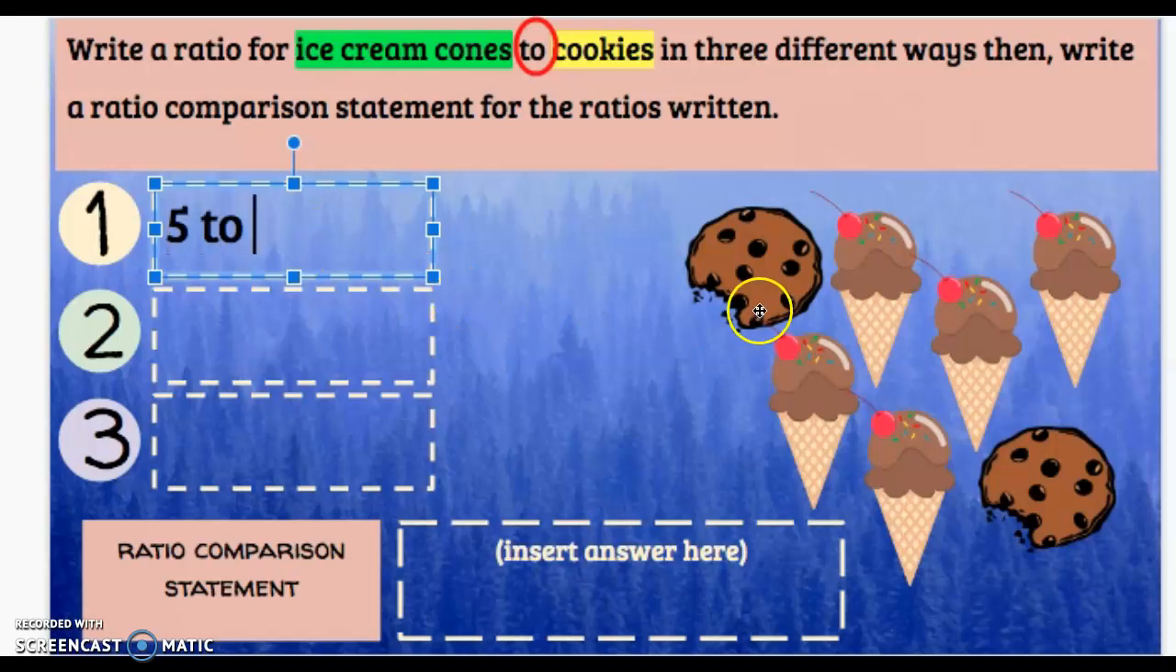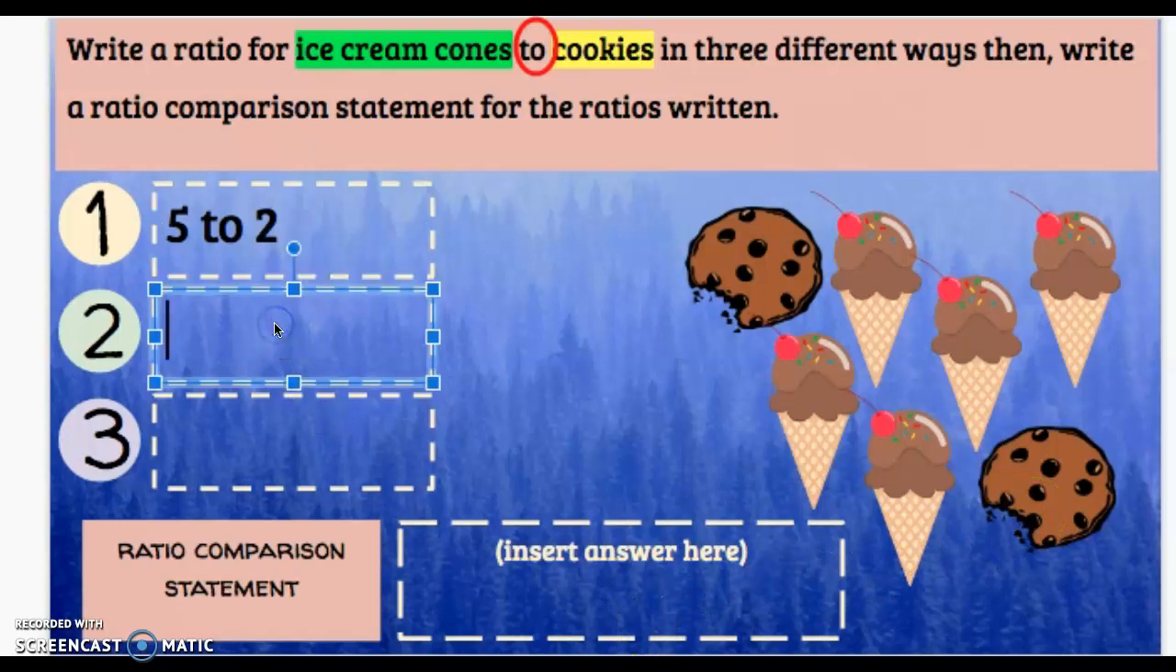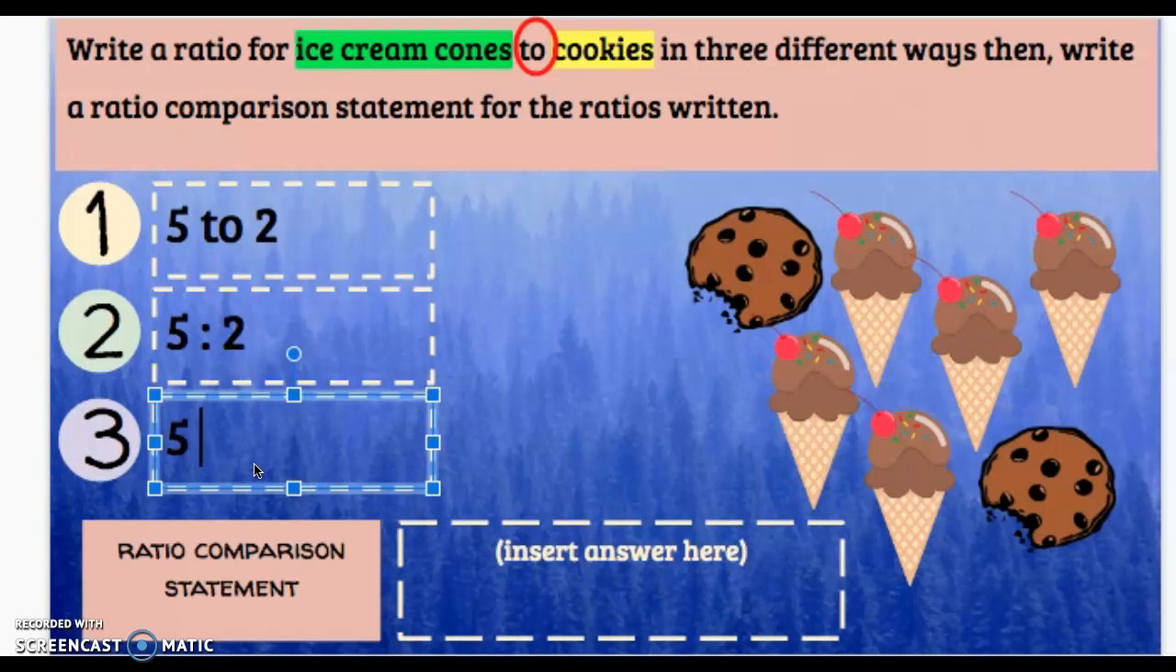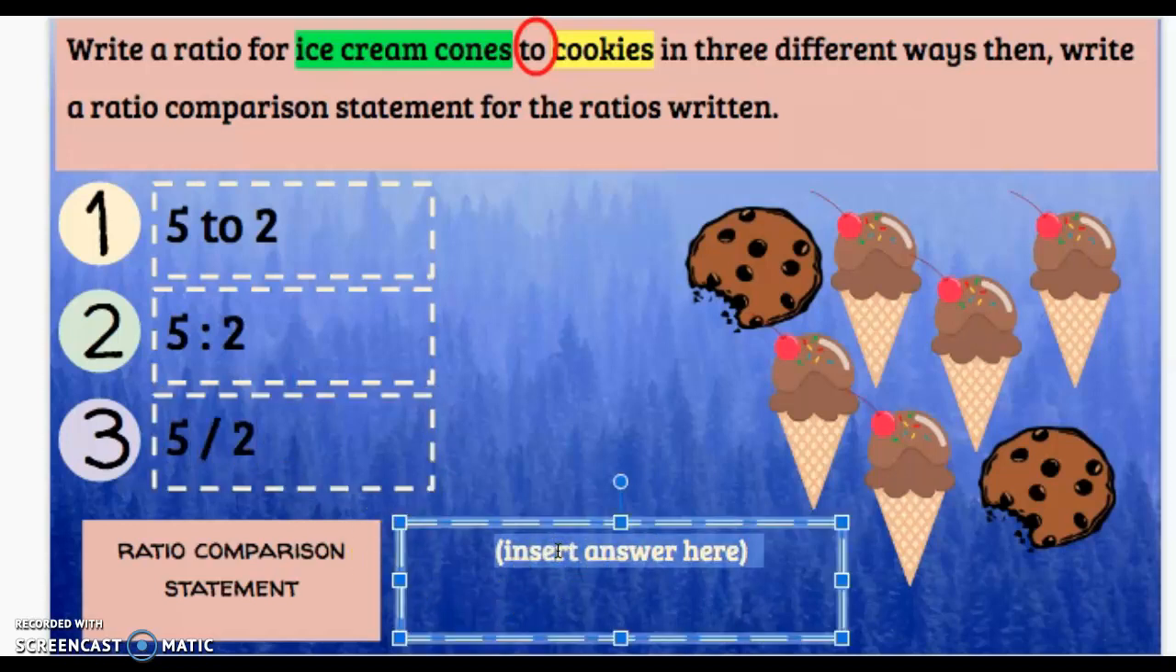And then how many cookies are there? 1, 2. 2 cookies. Then I can write 5:2, and then 5/2. And then I write my ratio comparison statement, which is my sentence of how I say my ratio.